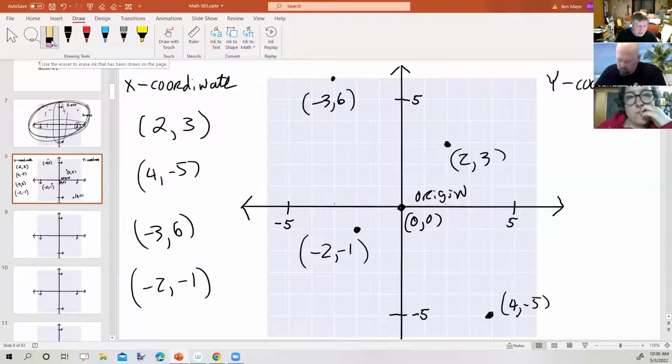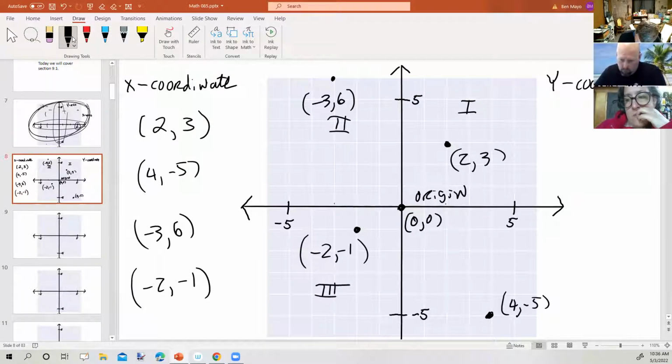Okay. The whole grid, the whole rectangular coordinate system is divided into 4 quadrants, and we use Roman numerals to label them. Quadrant 1, 2, 3, and 4. Notice they are labeled in counterclockwise fashion.